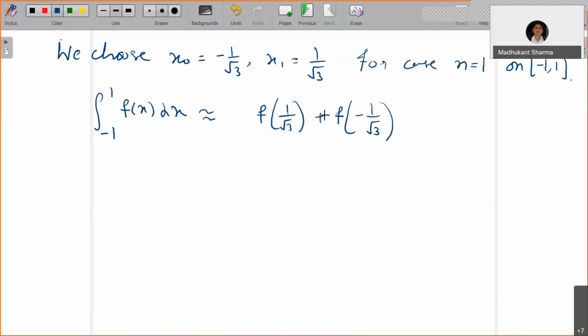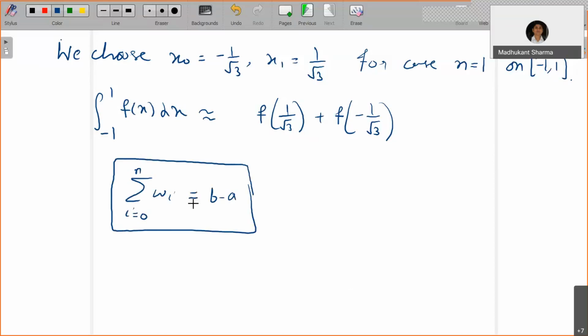What are the W0 and W1 values? W0 plus W1, if you look back, is going to be 2, so this is going to be 1 plus 1 is 2. If you take f as a constant, f equal to 1, it matches. So W0 and W1 values are equal to 1. And if you go back and check, the summation of Wi, i equal to 0 to n, is going to be b minus a, the length of the interval. Here the length of the interval is 2, so you can choose W0 and W1 as 1. This rule is known as the Gauss 2-point rule.